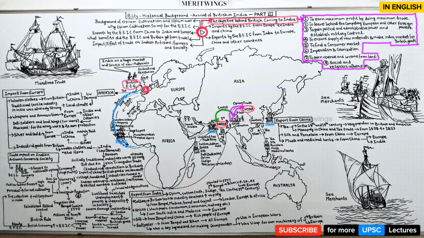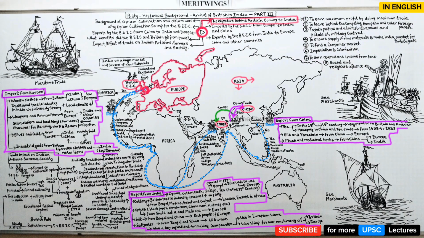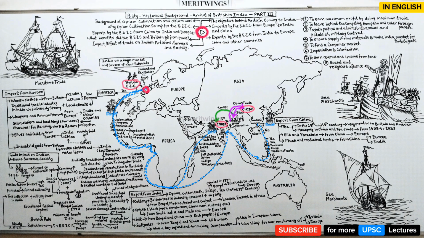Since the main trade of the East India Company was between India, China, Southeast Asia and Europe, friends, so now we talk about how and what things the British East India Company traded between India, China, Southeast Asia and Europe. Okay. So first of all, friends, let's talk about what the British East India Company exported from India to Europe and other countries.